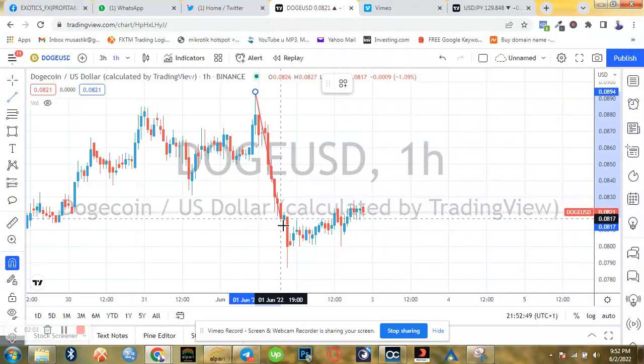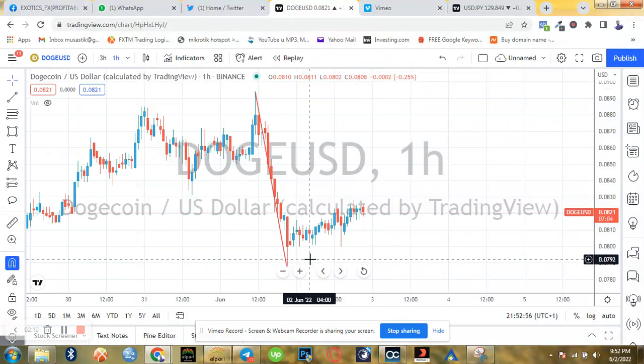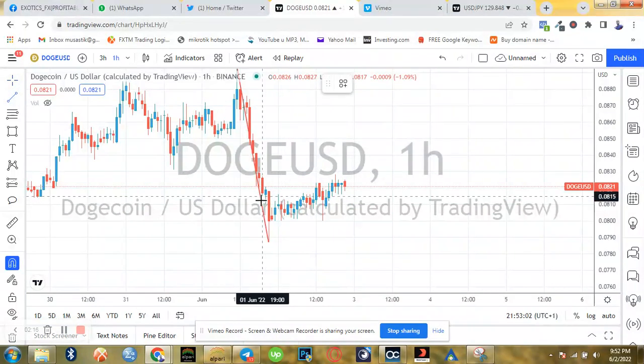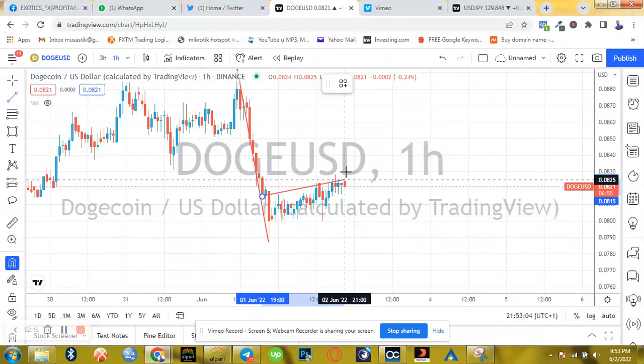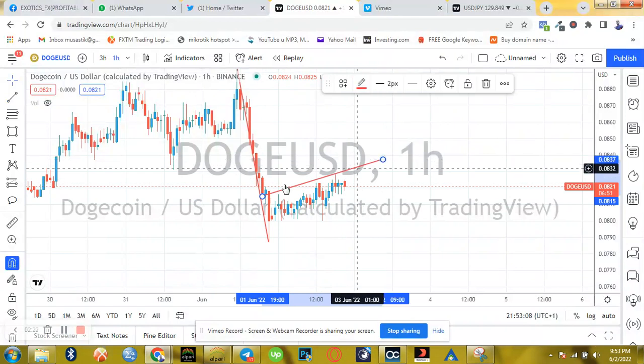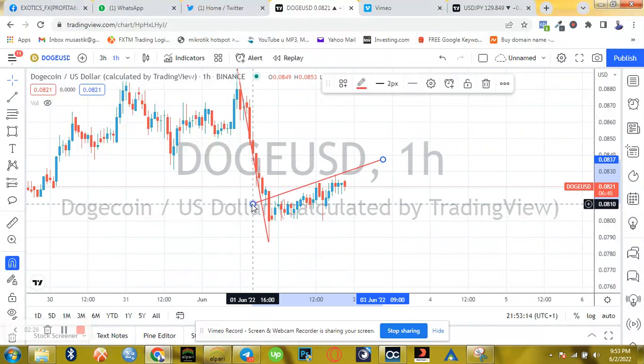This is the first one. This is an impulsive move here. I try to locate an impulsive move, and then I try to locate the consolidation. This is a consolidation. The consolidation occurs when prices are trying to gather momentum.